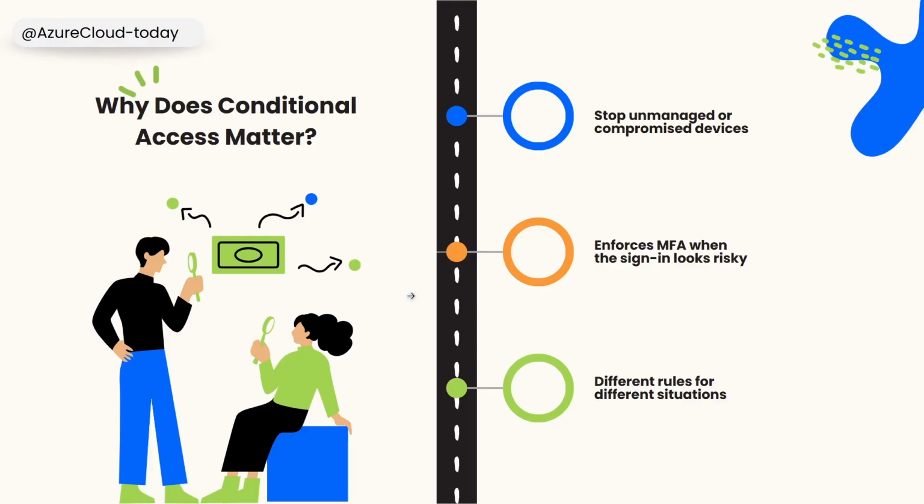Some of the things conditional access policy is capable of: it can stop compromised or unmanaged devices from accessing the company's resources. It can also enforce MFA or a password change when the sign-in appears to be risky. And you could also have a policy which lets you access company resources with only a username and password when you're inside the office, but requests MFA along with your username and password if you're working outside the company's network.